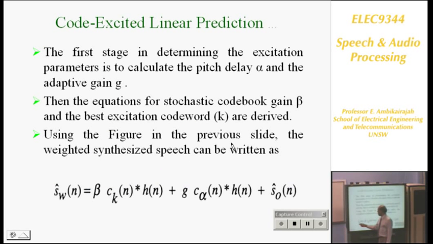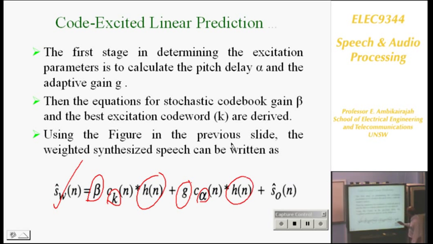Here is your weighted output, which is beta, the gain of your stochastic codebook, multiplied by the stochastic index, which sample to pick up, convolved with your synthesis filter, and G is the gain of the adaptive codebook multiplied by alpha, C alpha is the vector for that particular one, convolved with h(n), plus S0(n). Why do you have the S0(n)? That's the initial condition. Because you do not know which excitation is correct. So you're going to calculate all the time different excitations. So always you'll have different initialization conditions. So you must have an initial value, okay?